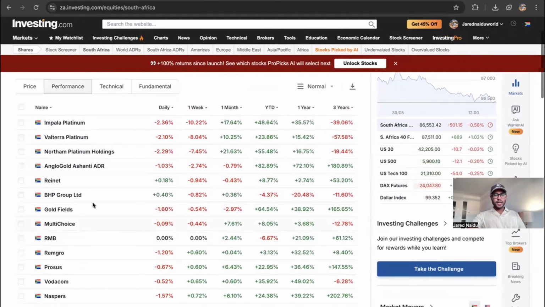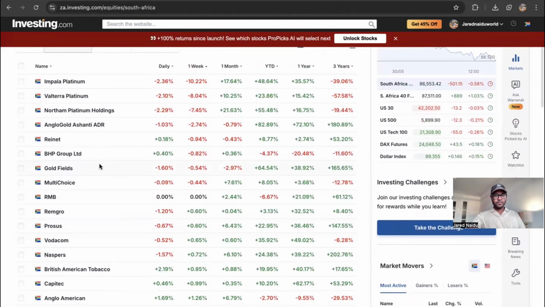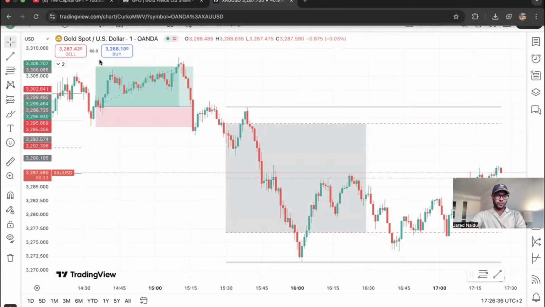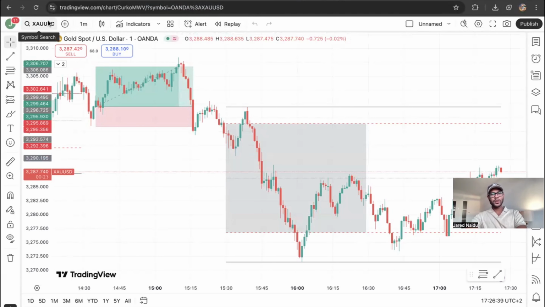So let's look at a stock that I'm very familiar with, Goldfields, right? What we do is we see Goldfields, knowing that gold is bullish in the long run. Let's show you guys what I do as well. I go into TradingView. So we're on TradingView looking at gold.